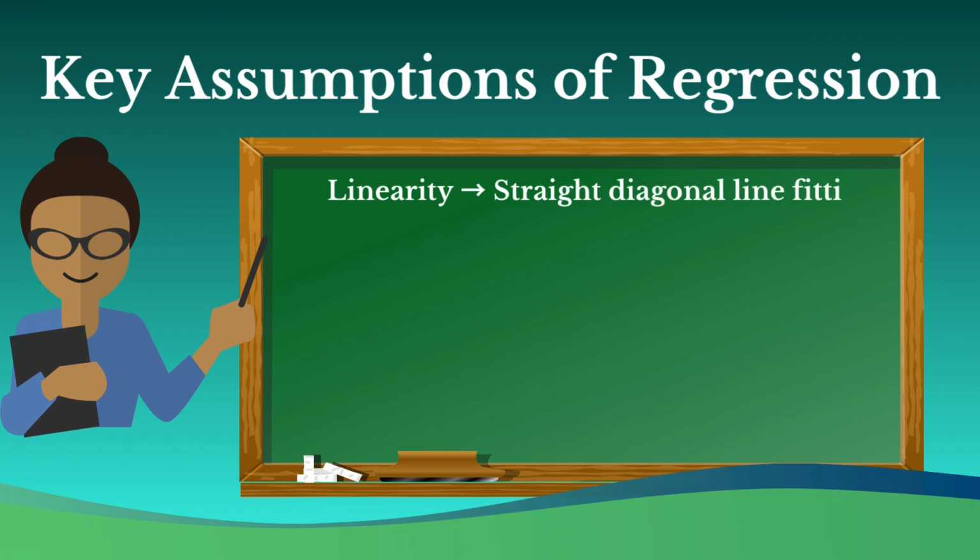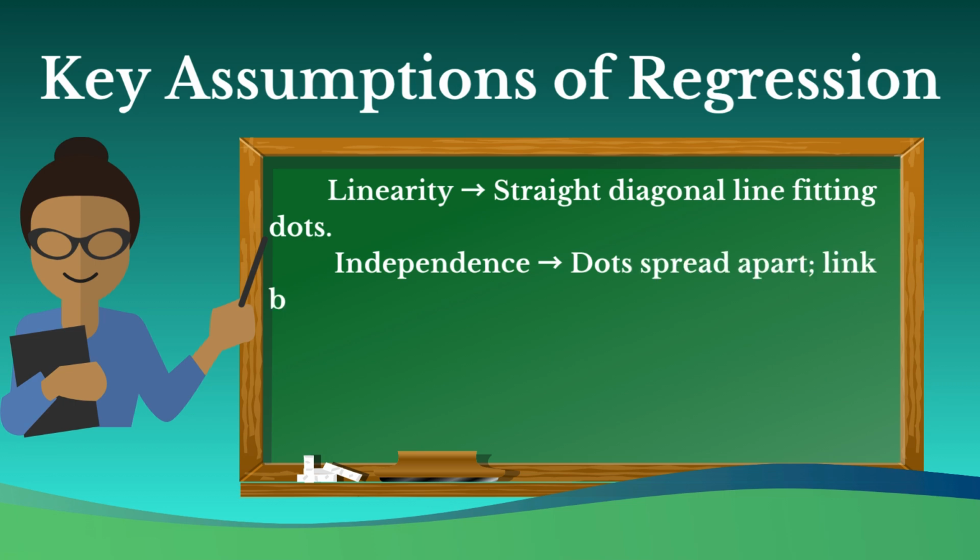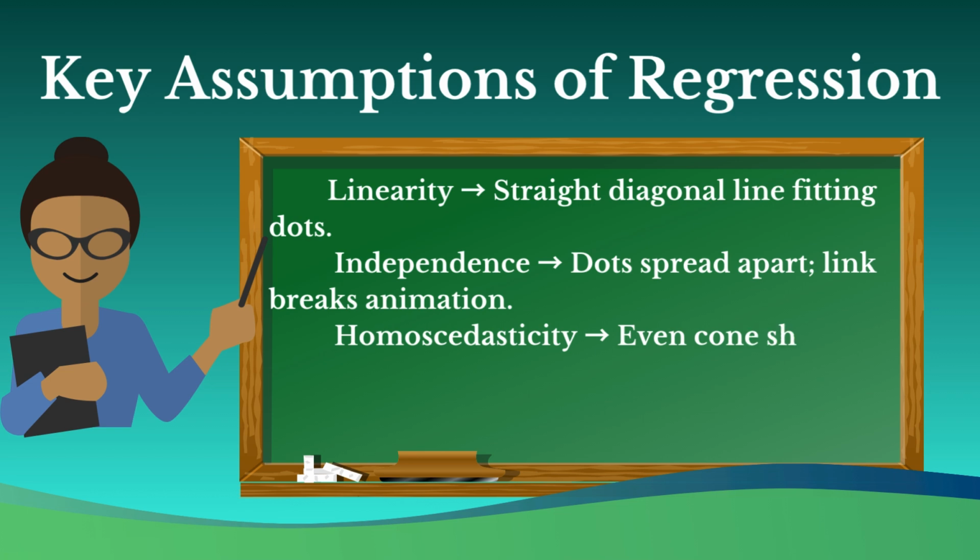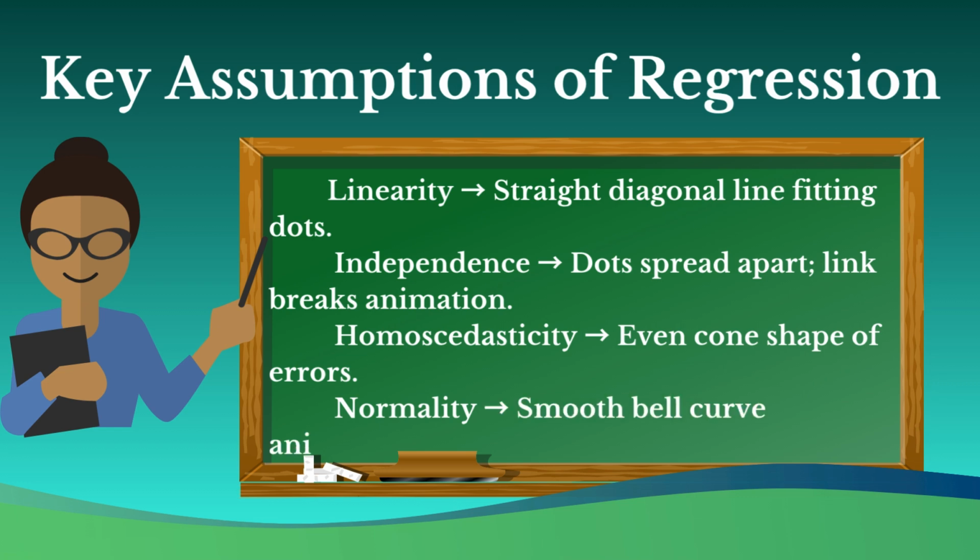Regression models work best when few key assumptions are made. Linearity. Relationship between x and y should be linear. If it's curved, simple regression model won't fit well. Independence. Each observation should be independent. For instance, yesterday's sales shouldn't directly influence today's in dataset.